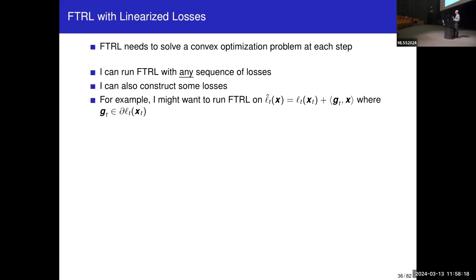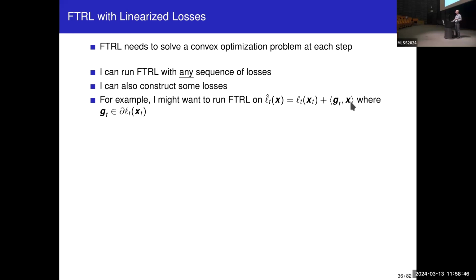And so remember, this is online learning. We can construct the losses ourselves. The algorithm will still work. The regret will still work. And so what we do is that instead of using the real losses, we still use FTRL, but over a sequence of surrogate losses that we construct. And what are the surrogate losses that we construct? We use the linear approximation.